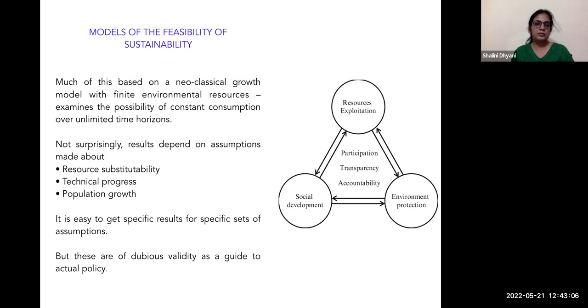Now, much of this is based on the neoclassical growth model, which says that we have finite resources and examines what will happen if we continuously consume over a very unlimited time frame. So surprisingly, as I mentioned, this depends on important parameters: resource sustainability, substitutability, technical progress, and population growth. Keeping population growth in check, and ensuring science and technology progress so that we always have resource substitutability, and we don't have pressure on one resource because we always have a substitute, ensures that the entire consumption pattern is sustainable and within the limit. Now, it's very easy to get specific results for specific sets of assumptions, but these are of dubious validity as a guide to actual policy.